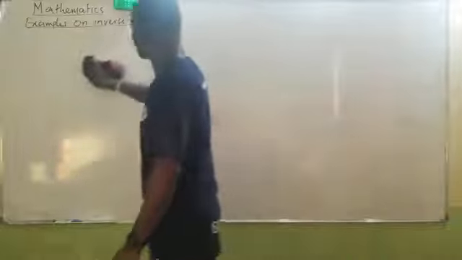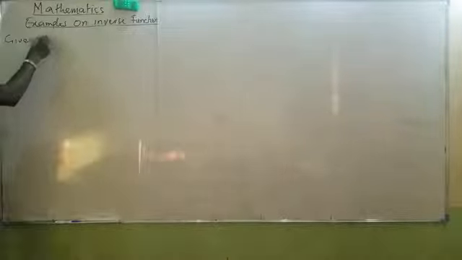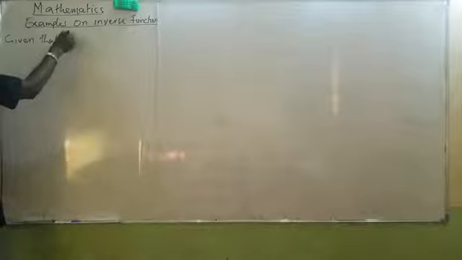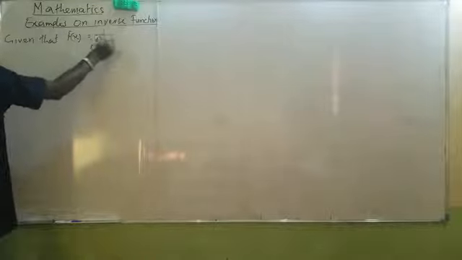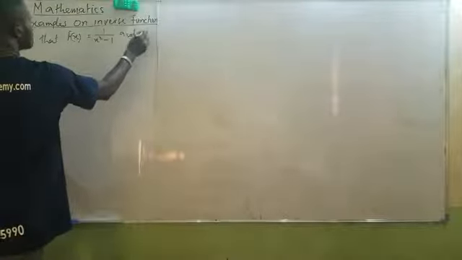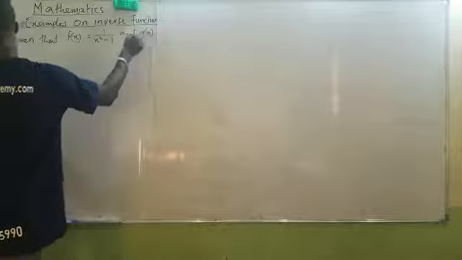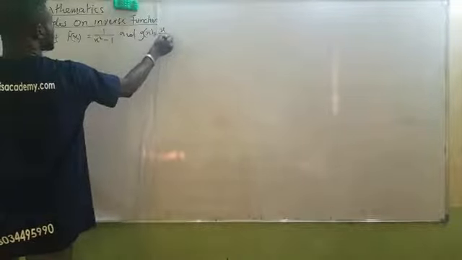Okay, now look at this question also. I have a lot of questions there, but I'm just trying to get them one by one. Given that f of x equals to 1 divided by x squared minus 1, and g of x equals to x divided by x minus 2.